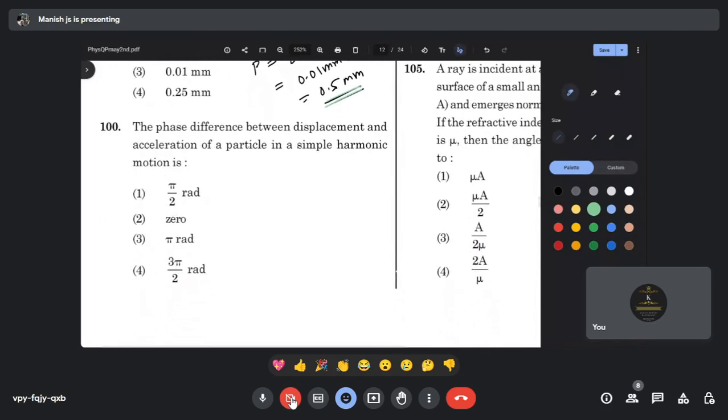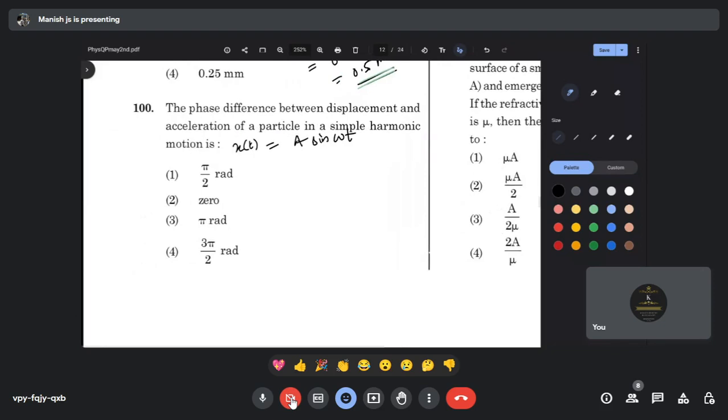The phase difference between displacement and acceleration of a particle in simple harmonic motion. What is going to be the phase difference, I repeat, between displacement and acceleration of a particle? How do you find out the phase difference between them? Zero? No, it is not zero. So what is the formula for the displacement of a particle executing simple harmonic motion? x of t is equal to A sin of omega t, and if you want the phase angle also, plus phi. Correct.